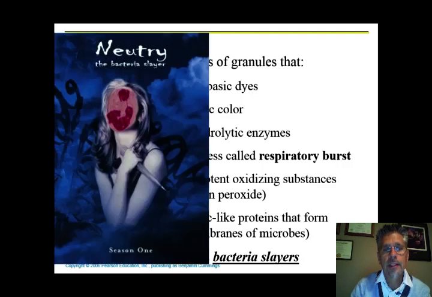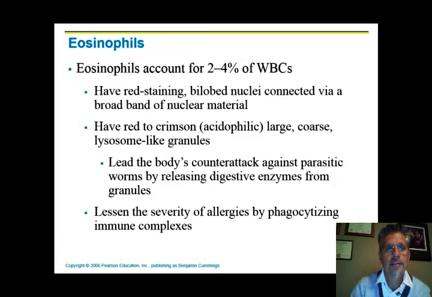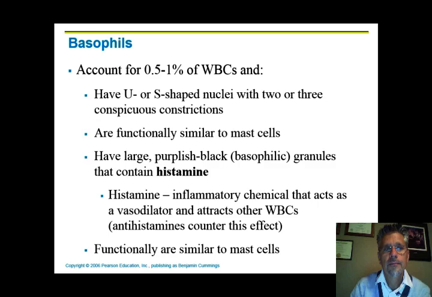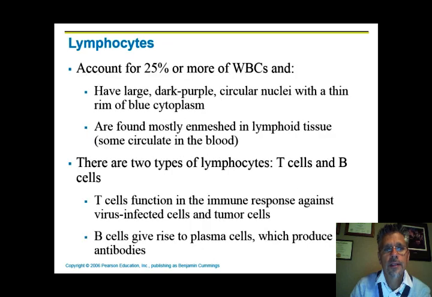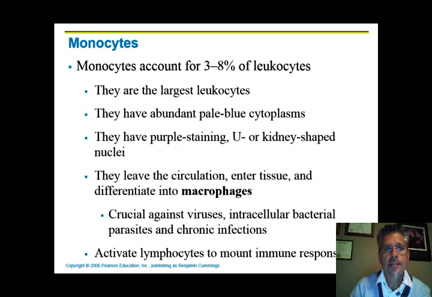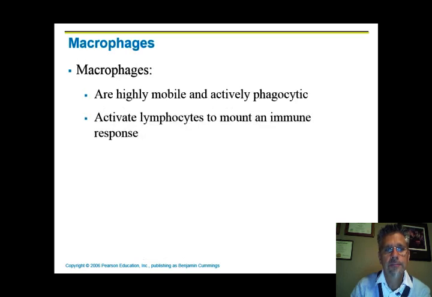And then we basically get into the different cell types. So for instance, the neutrophils, which are like the bacteria slayers, the eosinophils, the basophils, and then within the agranulocytes, we have the lymphocytes and the monocytes.